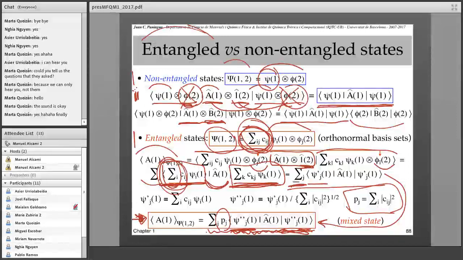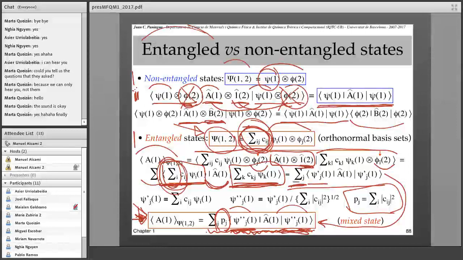Later on, we will see a systematic way of calculating the density operator that describes particle one. But for the moment, it's enough to realize that in this state we cannot assign to particle one a vector, a pure state. The only way of obtaining the properties of particle one is as if the particle were in a collection of possible pure states with probabilities Pj.